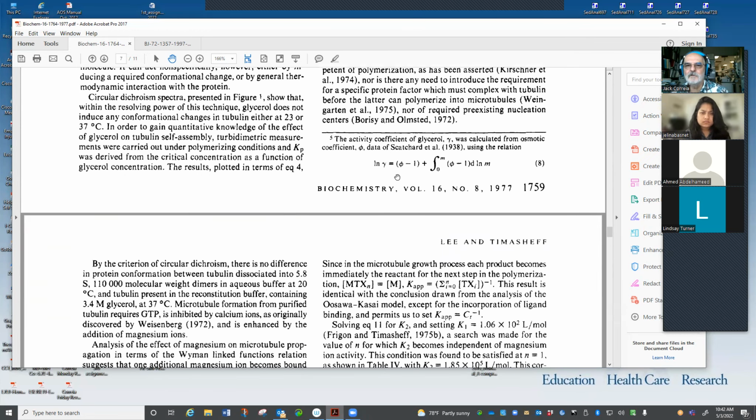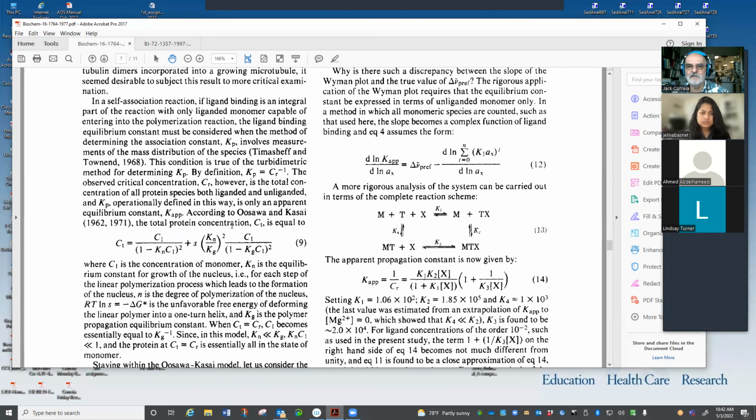Here's a footnote that tells you something about the activity coefficient of glycerol and how stuff like that is discussed. And then there's a long discussion trying to sort of separate out the role that nucleation might play with propagation and how many equilibrium constants you have to take into account. What if one of these ligands binds to the tubulin and then it assembles, as opposed to it assembles and then binds ligand? There's all kinds of details that they go into. And it gets into the weeds of, if the mechanism is more complicated, then you have to worry about all of these individual steps. We're not going to try to go through that.